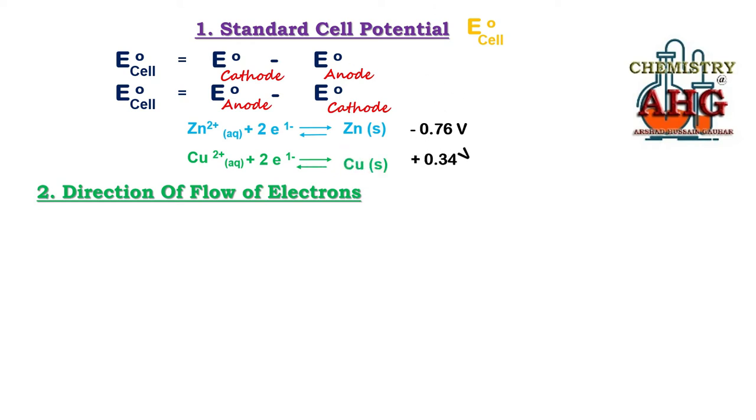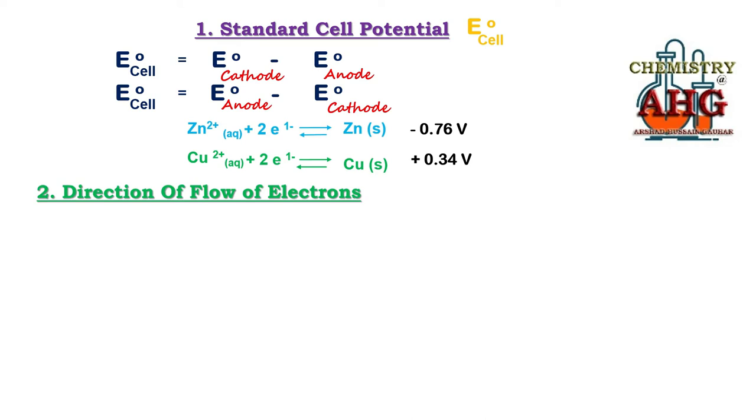Now, whenever you have been given two different half cells, first of all decide which one of the two half cells connects as cathode and which connects as anode. It is very simple. I am going to tell you a simple trick to decide which half cell will act as cathode, in which reduction will take place, and which half cell will act as anode, where oxidation will take place.